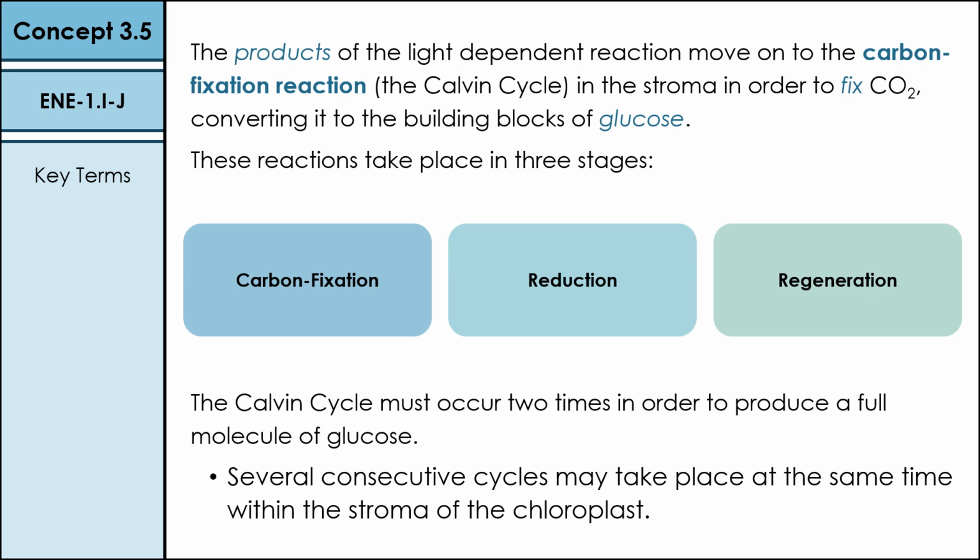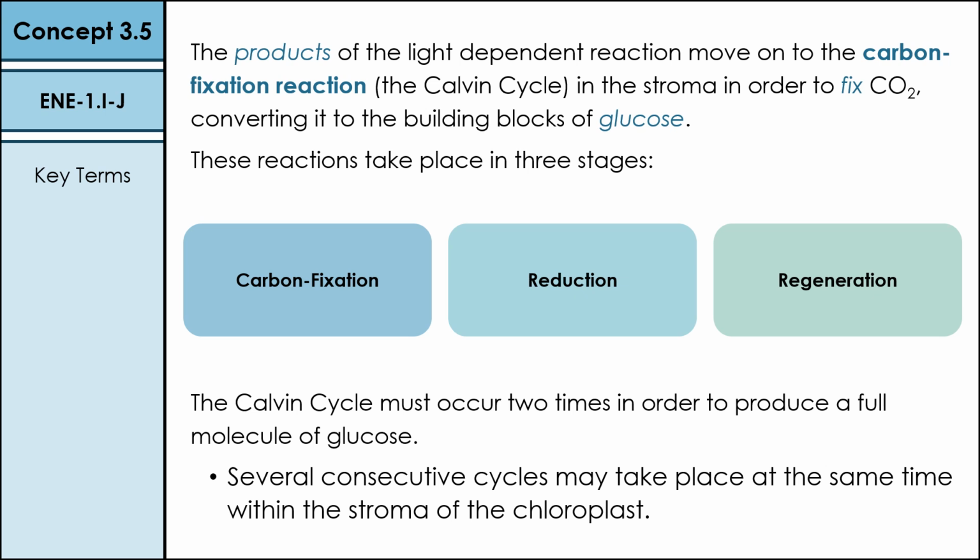And they are going to be used within the stroma in order to fix carbon dioxide and convert it to the building blocks of glucose. And this cycle takes place in 3 stages. We have carbon fixation, we have reduction, and we have regeneration. Now, it's important to note that the cycle itself has to occur twice in order to produce a full molecule of glucose. And so we can have multiple cycles going on at the same time within the stroma in order to produce glucose at an optimal rate.